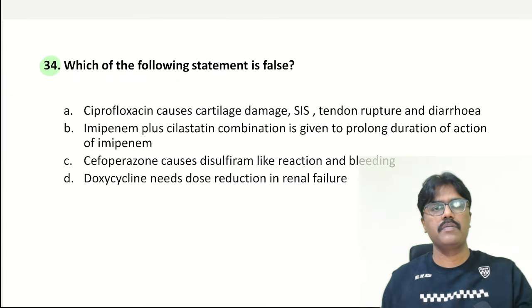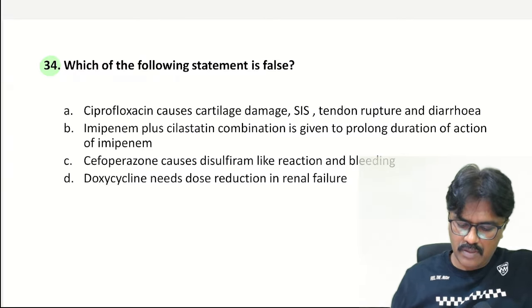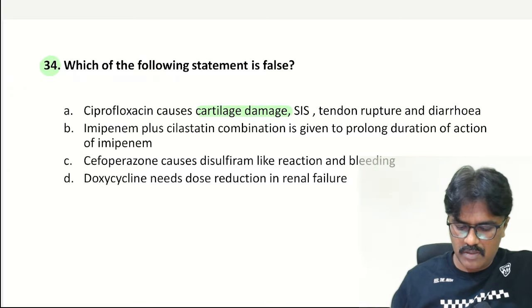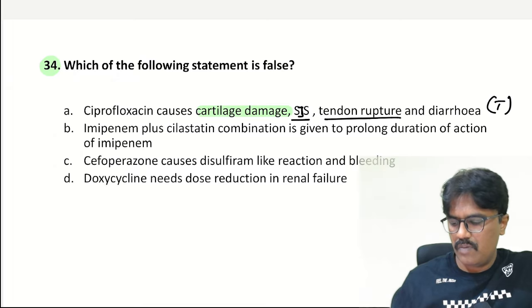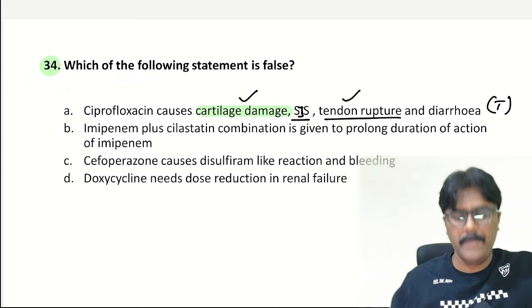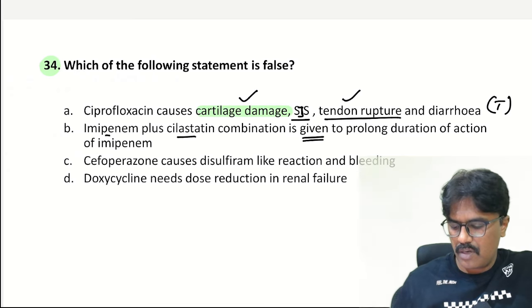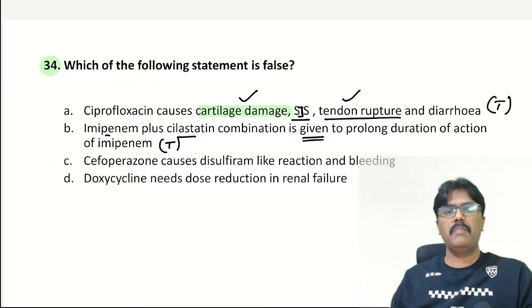Question number 34. Which of the following statements is false? Ciprofloxacin causes cartilage damage. Correct. Stevens-Johnson syndrome, tendon rupture in elderly and diarrhea. True. What is frequently tested is cartilage damage and tendon rupture. Imipenem plus cilastatin combined is given to prolong duration of action of imipenem. True. That's why you give imipenem plus cilastatin.